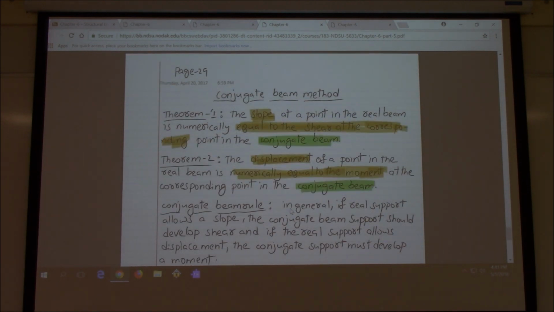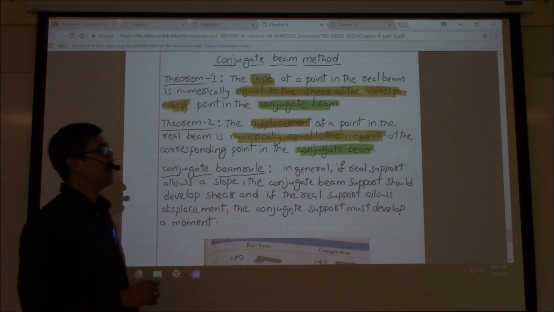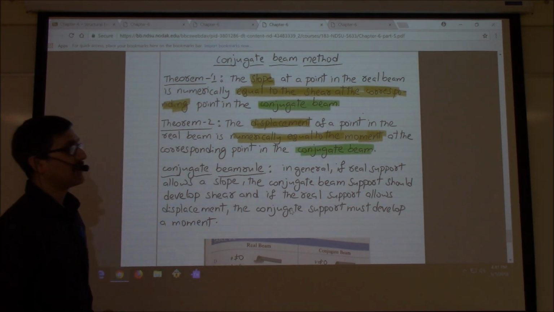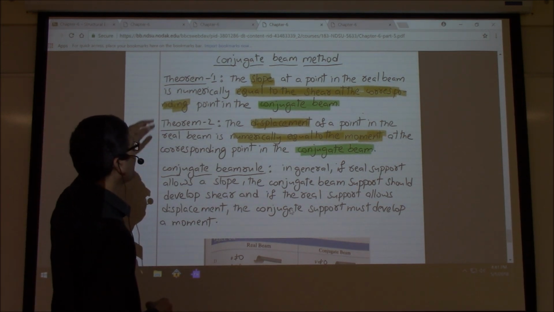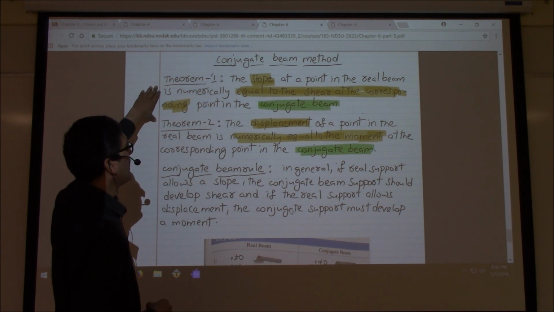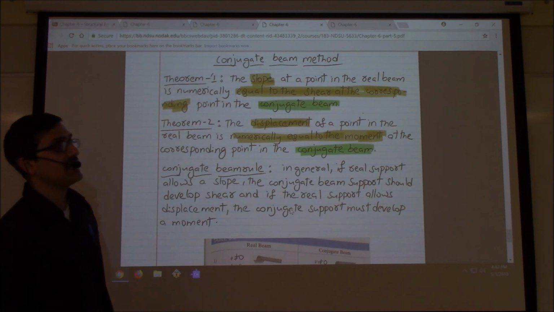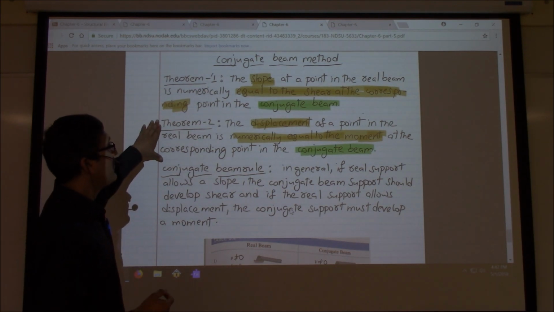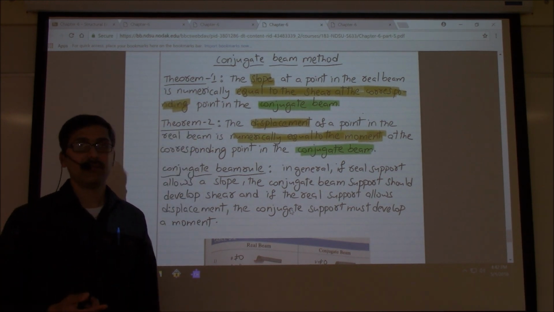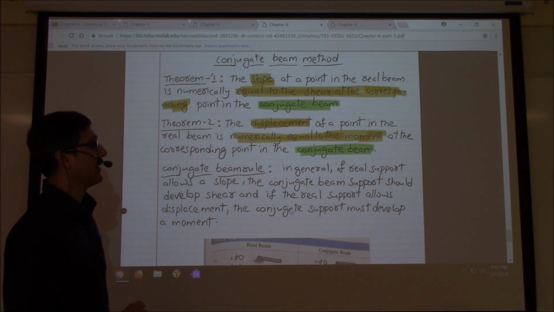conjugate beam method. The conjugate beam method is the simplest method among all the 3 methods that we discussed in the class, and it will have 2 theorems. I'm not going to read these theorems once again, but if you want to find out the slope in the real beam, you have to find out the shear at the same point in the conjugate beam. If you want to find out the displacement in the real beam, you have to find out the bending moment in the conjugate beam at the same point.